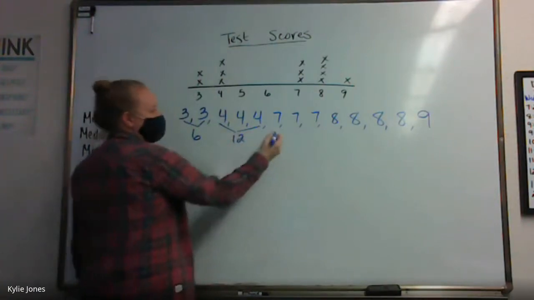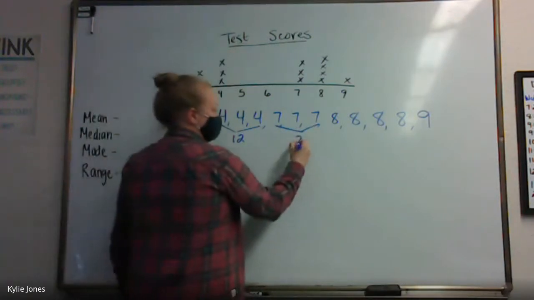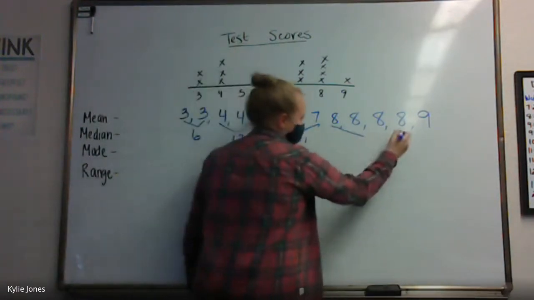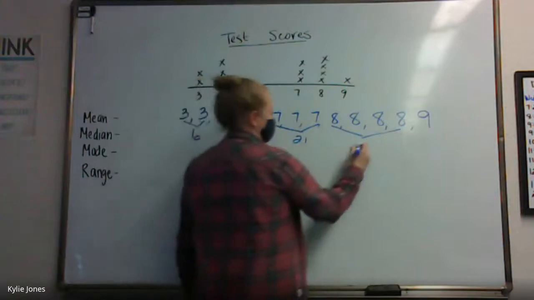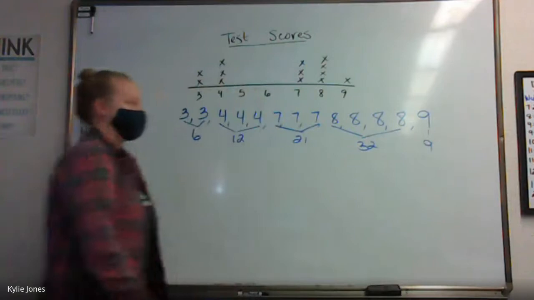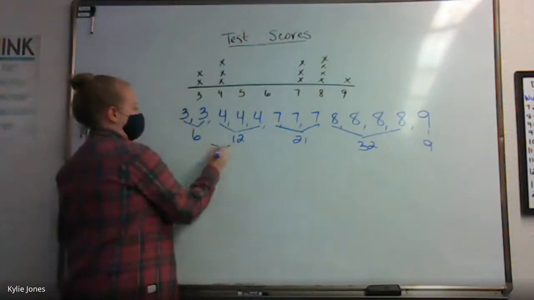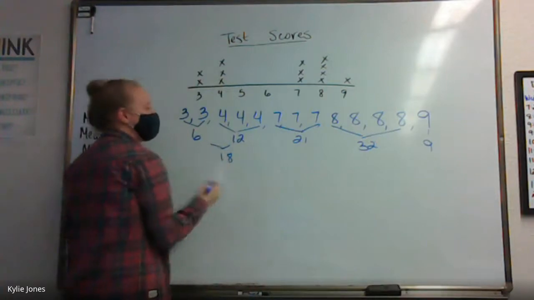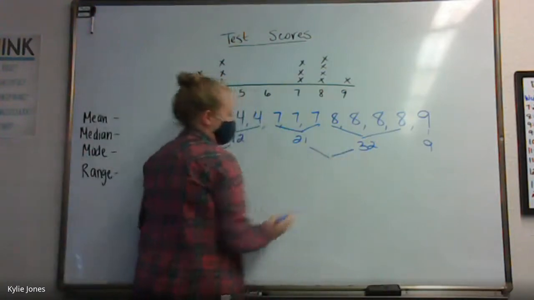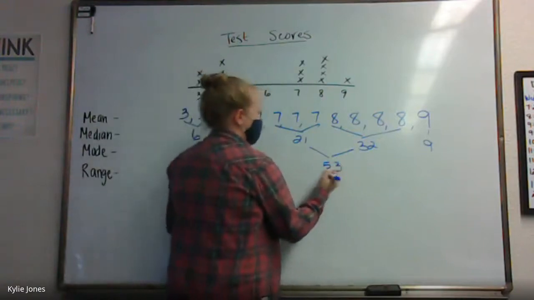3. When you add 3 4s, what do you get? 12. And then with the 7s, 7 plus 7 plus 7? 21. And then we have 4 8s. 4 8s is 32. And then we still have our 9. Don't forget about the 9. Now we got to add these together. Let's start with 6 plus 12. 18. And then we got 21 plus 32 is 53. Good, and then we still have our 9.